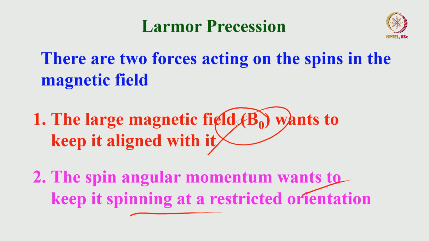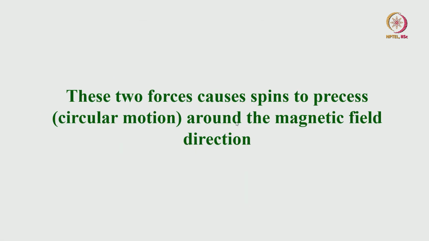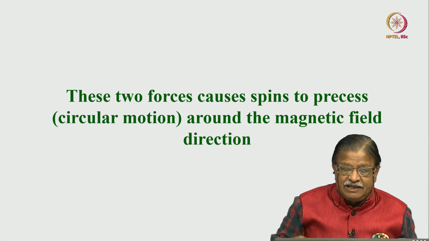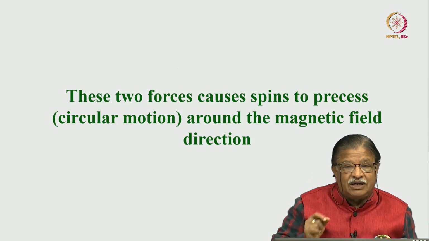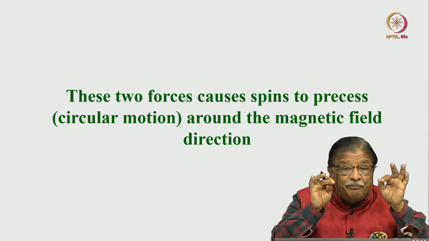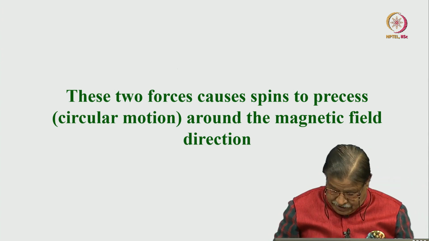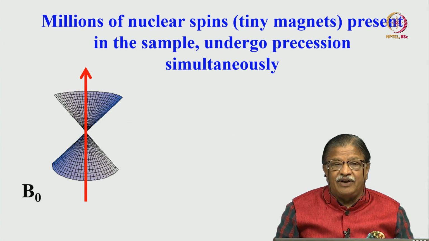Then what is going to happen? It is like a tug of war. Like a tug of war, there is going to be a torque created. As a consequence, these two forces make these nuclear spins precess, to rotate around the magnetic field direction. This is called precession. This means rotation of a rotating object is called precession. So this starts rotating like this in a magnetic field.